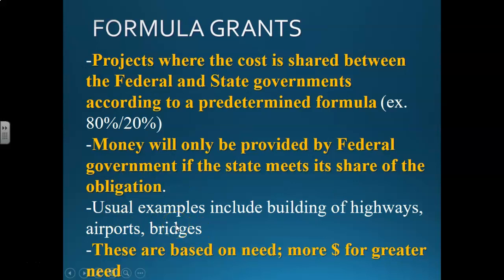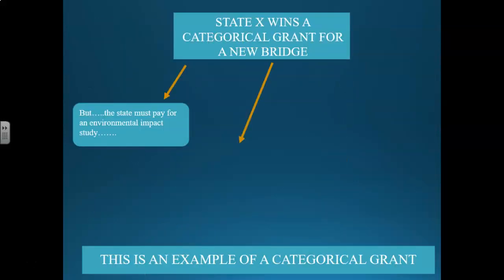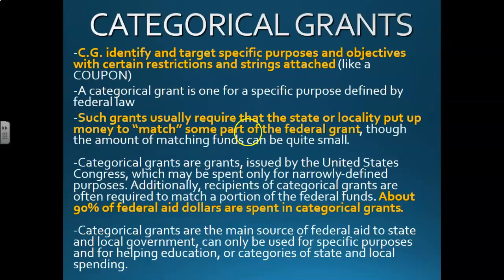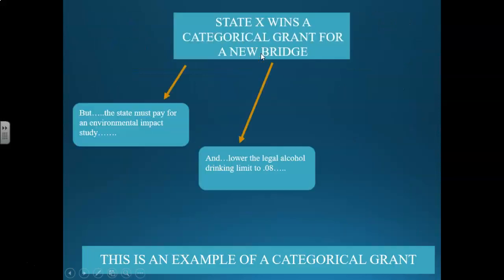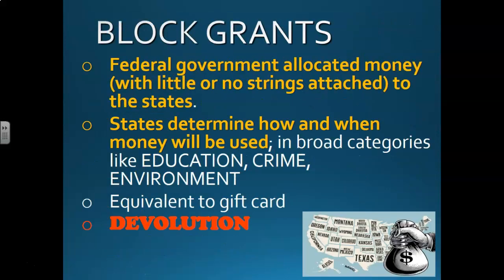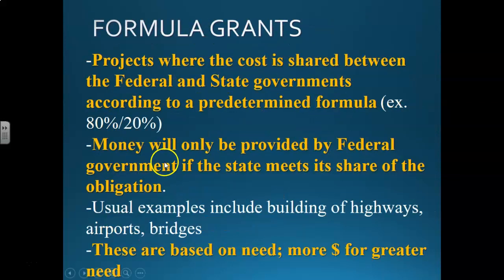And I got to go back here for a second. With categorical grants, states all get the same amount of money. So it doesn't matter what you apply for, you get the same amount of money. Whereas in a formula grant, it's based on need. So if you have a greater need, you get more money. If you have less of a need, then you get less money. So this one is based on need.